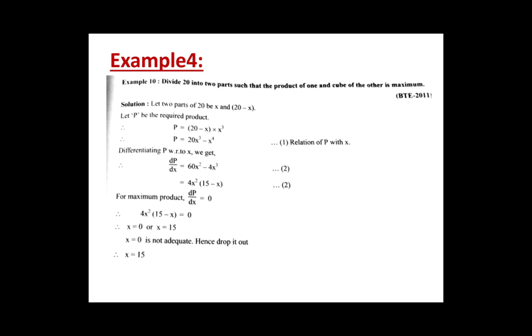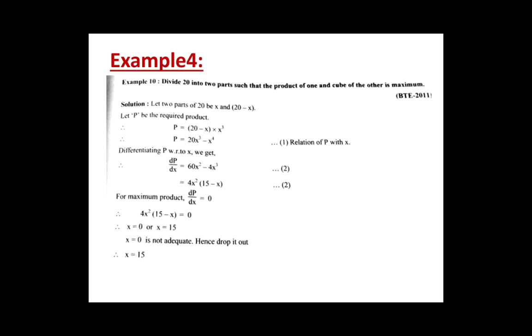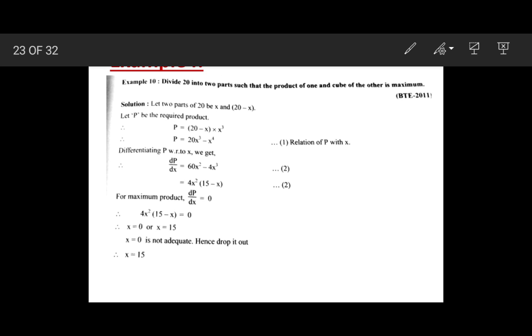So similar type of sum. Here what is given, divide 20 into two parts such that the product of one and cube of the other is maximum. So 20 into two parts. We have to divide 20 into two parts. One part is x, then other part will be 20 minus x.